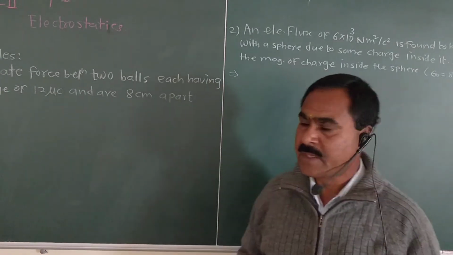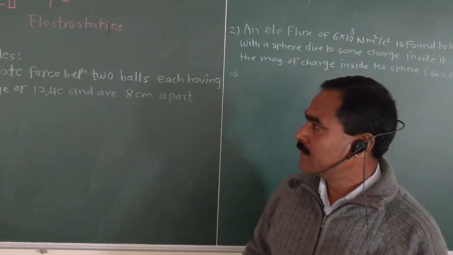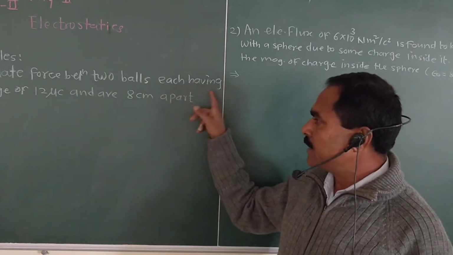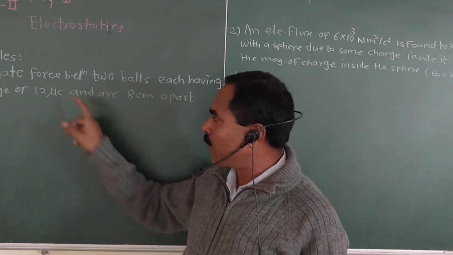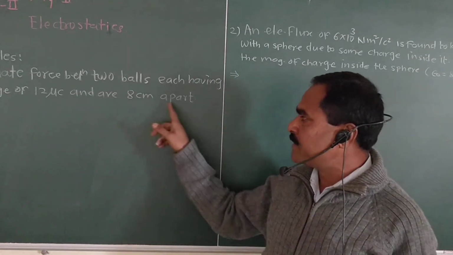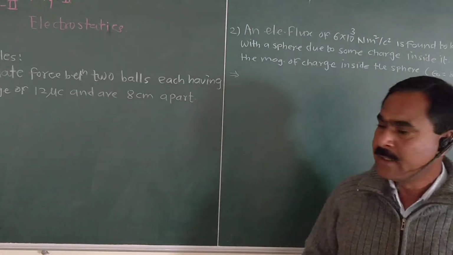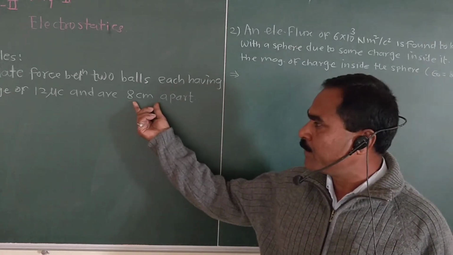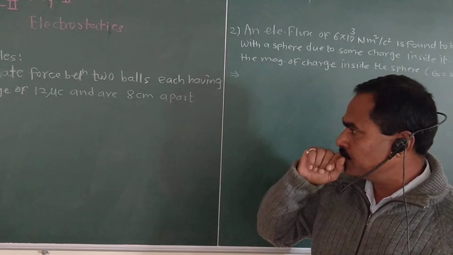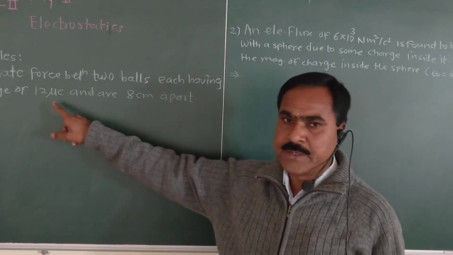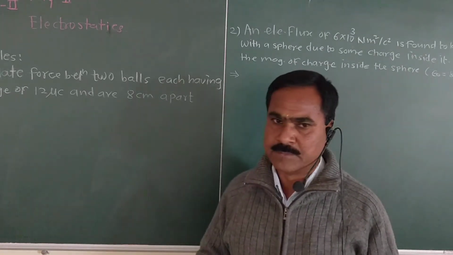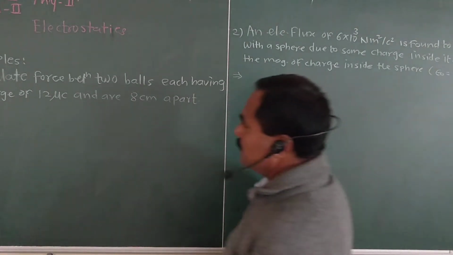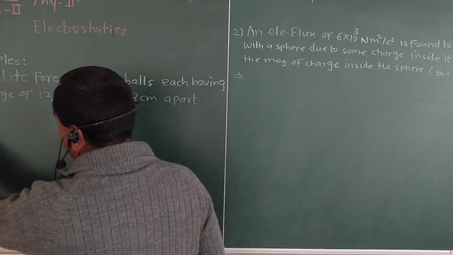Today we solve some problems on chapter first, electrostatics. First we consider the problem: calculate the force between two balls, each having a charge of 12 microcoulomb and 8 centimeter apart. The separation distance is 8 centimeter between these two balls and the charge on each ball is 12 microcoulomb. So first we write here in solution.